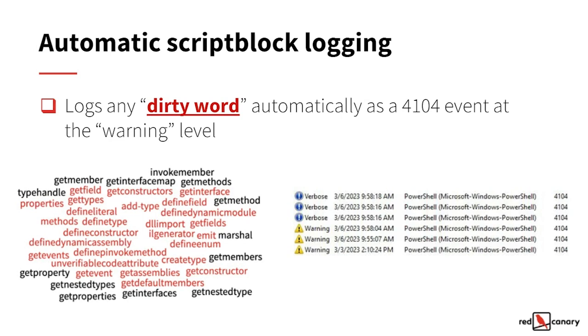And what's really cool is when these are logged as a 4104 event, it's logged at the warning level. So if you have enabled deep Scriptblock logging, the way you would distinguish a dirty word being triggered versus logging of everything else is the verbose versus warning logging level. So if you're investigating an incident and you need to do some rapid triage and just pull out what you suspect might be the more likely stuff to be suspicious, pull out just those warning events first and then dig in further to the more verbose logs.